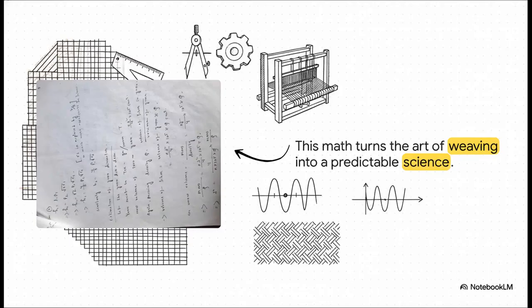Ultimately, all of this complex math is what turned the ancient art of weaving into a modern, predictable science. It means an engineer can design a fabric with very specific properties on paper, long before a single thread ever hits the loom. Pretty amazing.